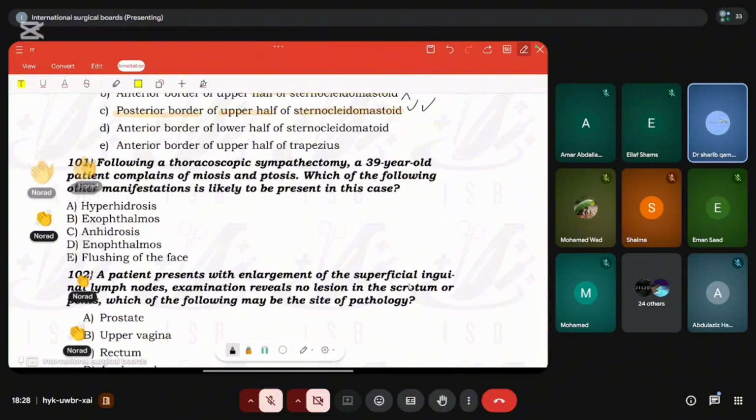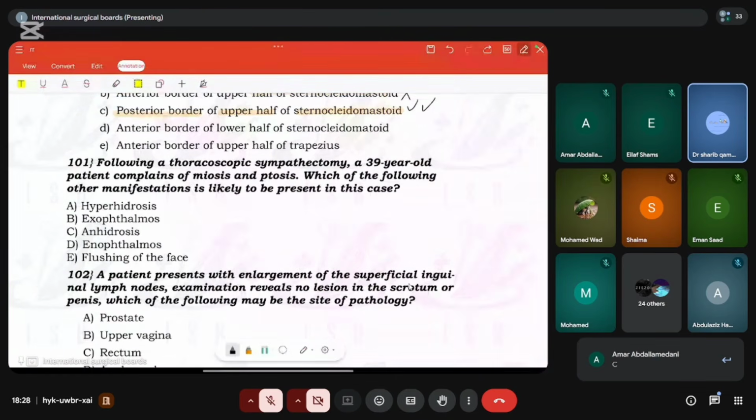Following a thoracoscopic sympathectomy, a 39-year-old patient complains of miosis and ptosis. Which of the following other manifestations is seen in the case? This is a Horner syndrome, right? And we are going to remove it. So that's anhidrosis, ptosis, miosis, anhidrosis, and anathermosis. What are the other manifestations? Is it C, like anhidrosis is there?